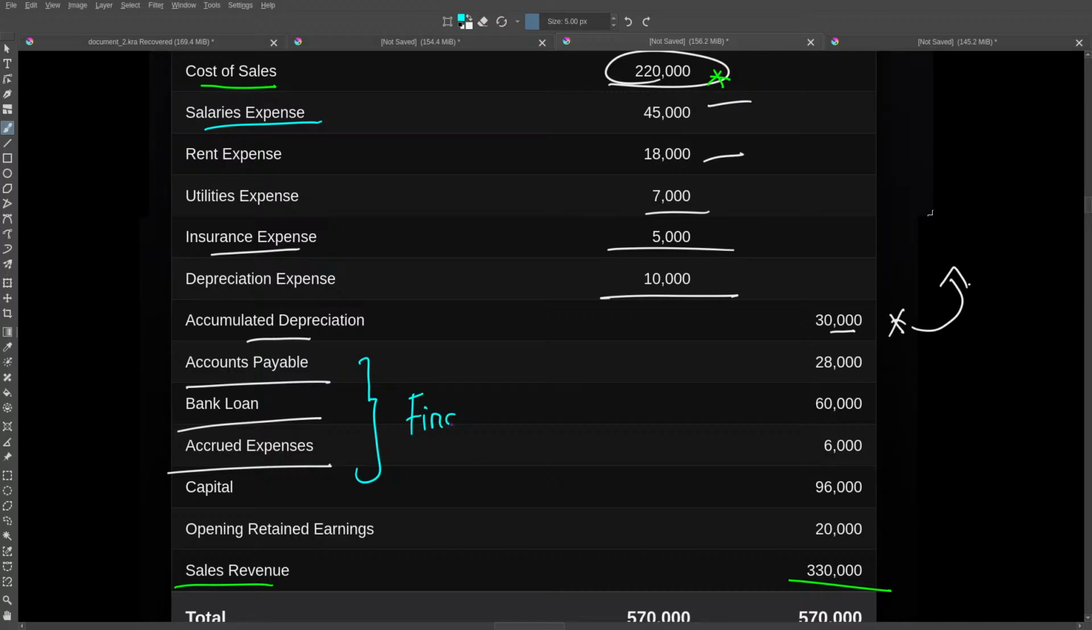These will go to the financial position. These are liabilities. Then we have capital, retained earnings. These will go as well to the financial position as equity. Remember, we looked at the financial position yesterday, and the financial position usually shows the assets, liabilities, and equity. So these ones will go to equity.